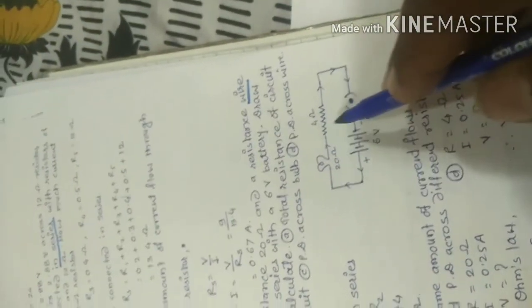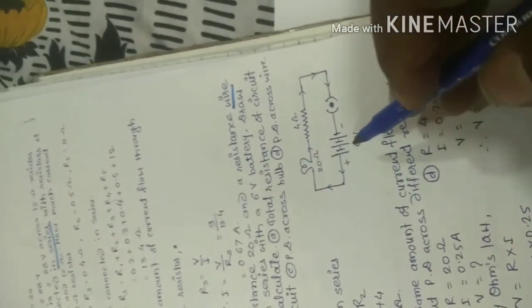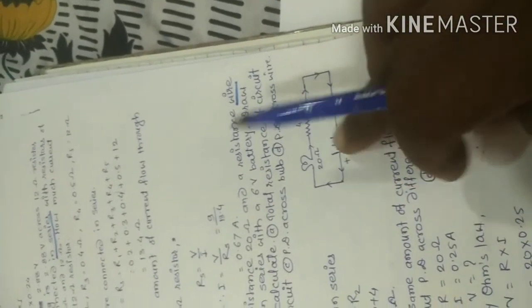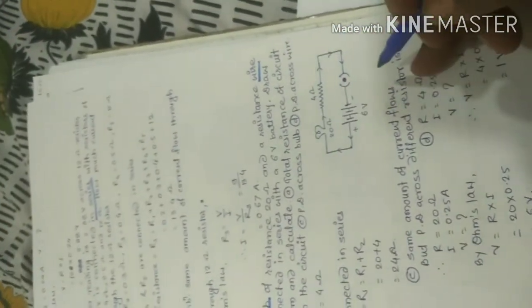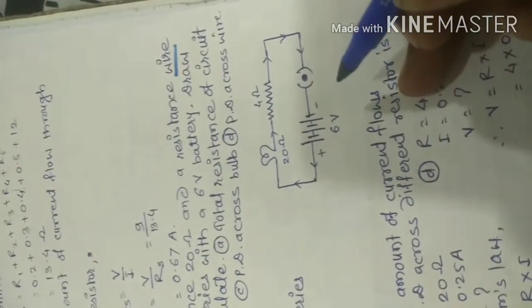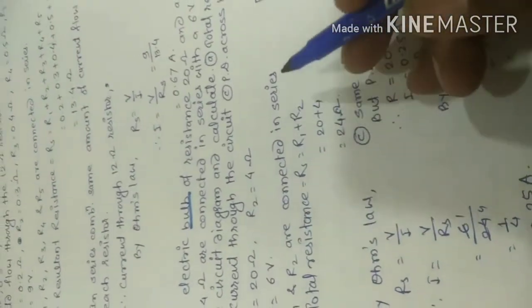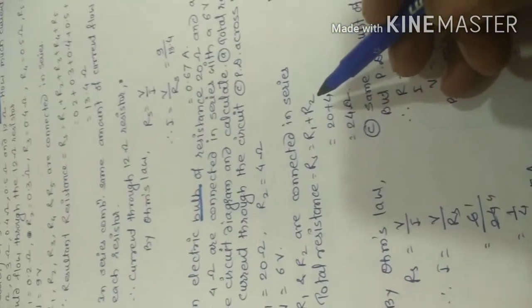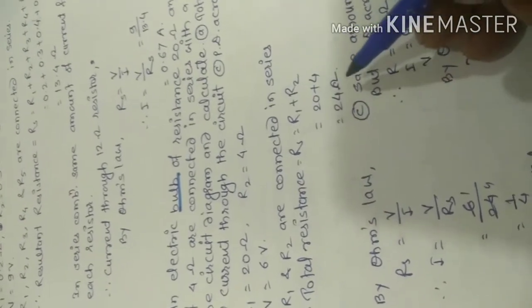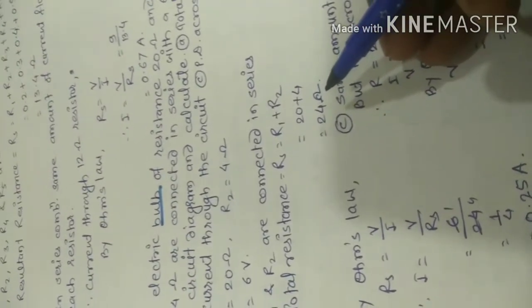According to that we draw the circuit diagram. The bulb and wire are connected in series, with a 6 volt potential difference, a key, and the direction of current shown. This is the circuit diagram. Now find the first answer, the total resistance. R1 and R2 are connected in series, so RS equals R1 plus R2, 20 plus 4, which is 24 ohm. So the total resistance RS equals 24 ohm.